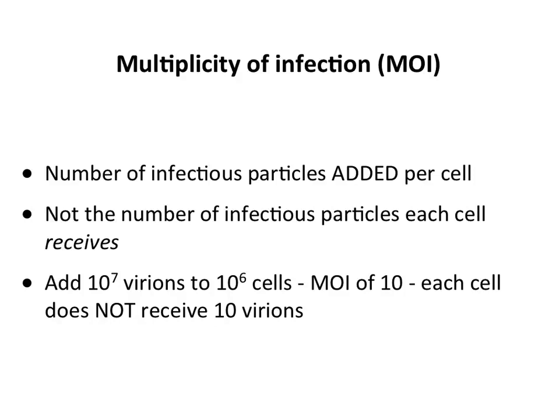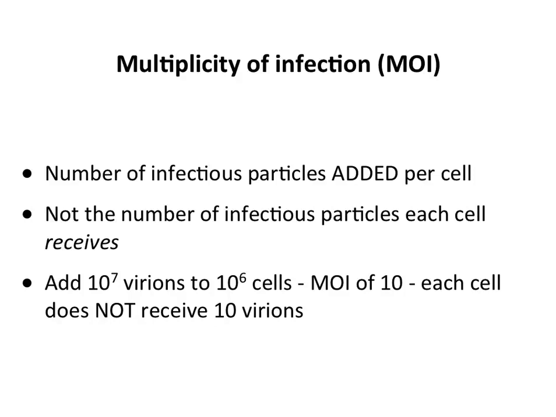It's simply a division of 10 to the 7th by 10 to the 6th. This does not mean that each cell will get 10 virions. In other words, an MOI of 10 does not mean that every cell will have 10 virions attached to it and get in.